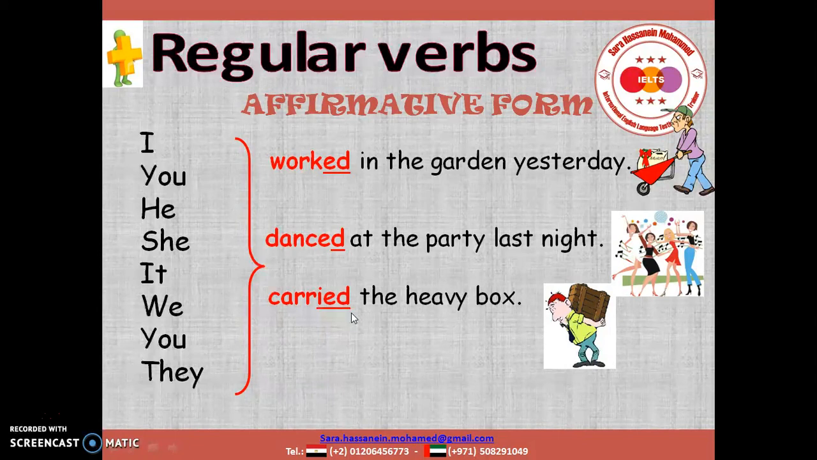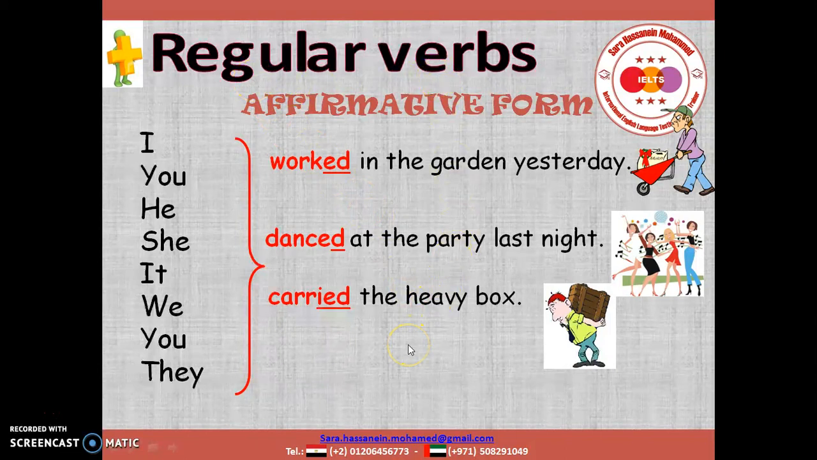For example, I worked in the garden yesterday. They danced at the party last night. He carried the heavy box. And this is regarding the regular verbs.